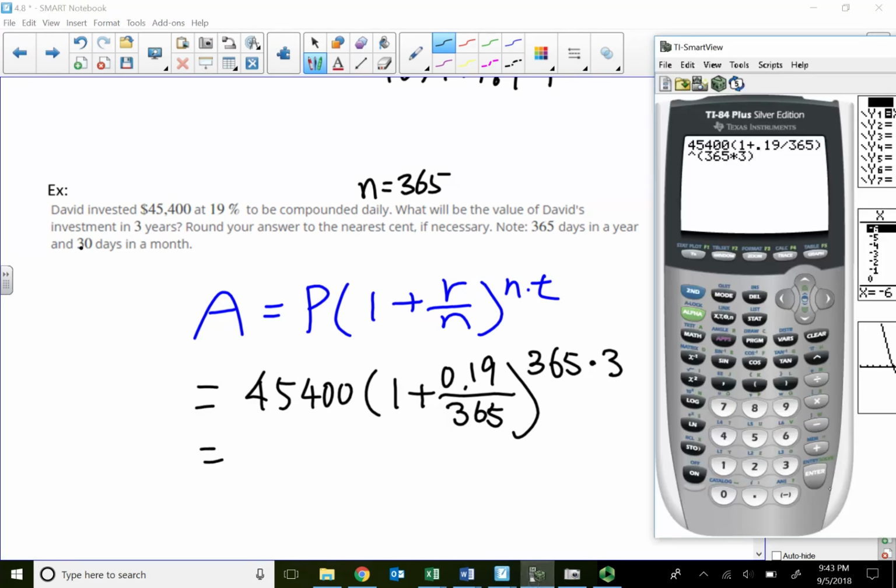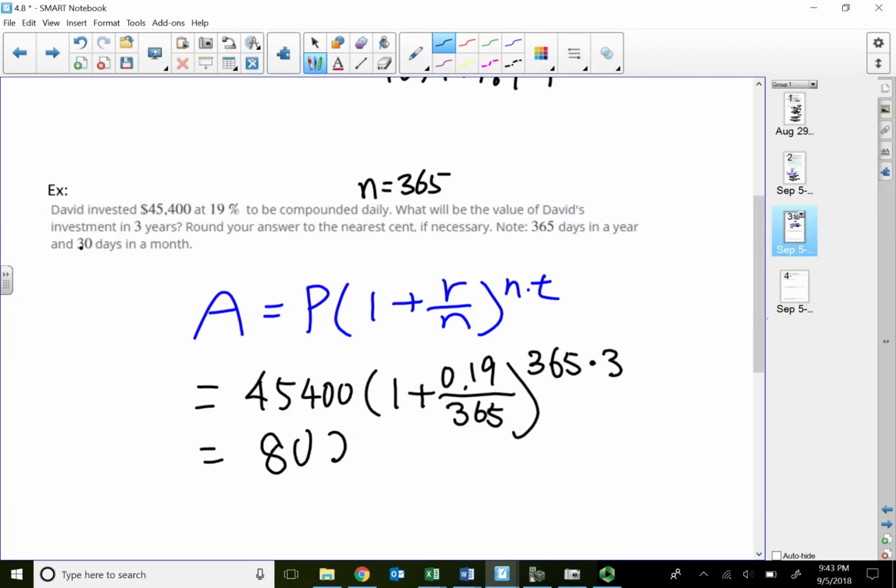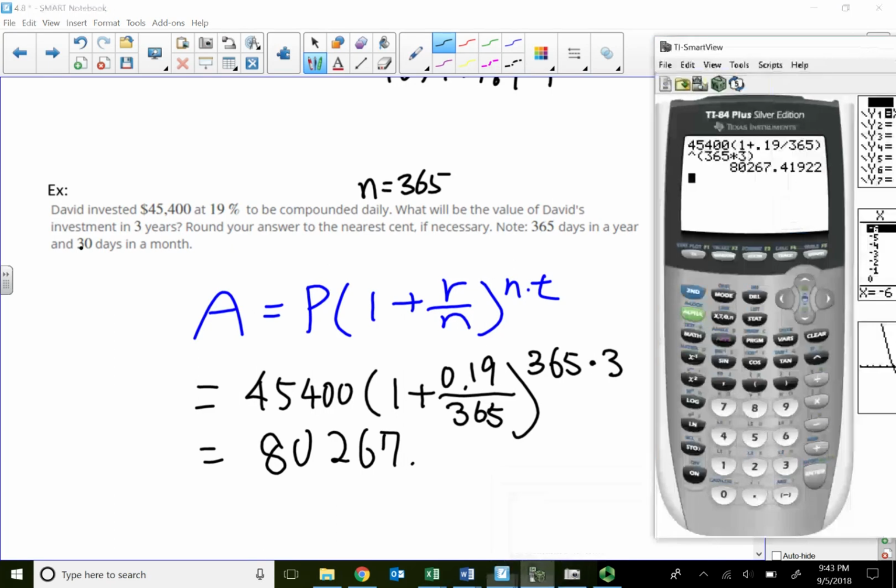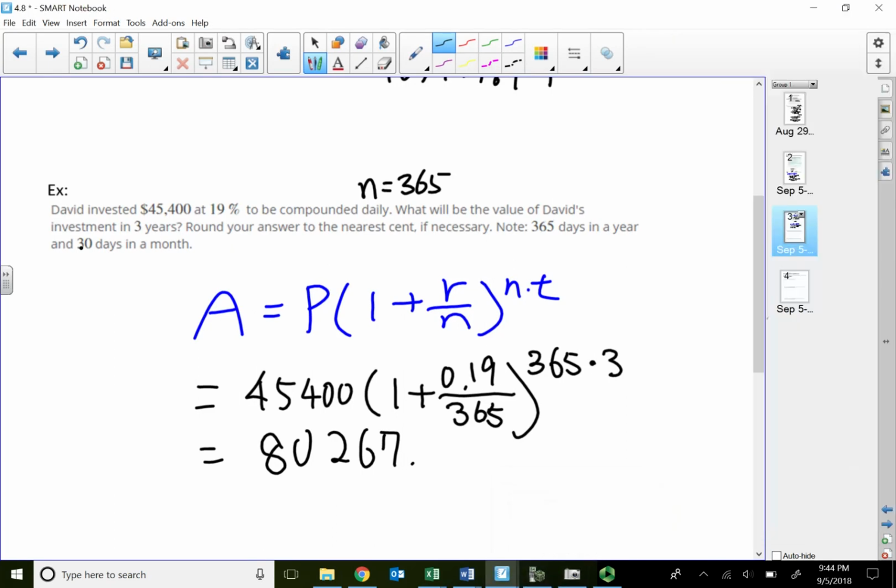So let's see. My money grows on trees and becomes $80,267 and 42 cents. That's how much this $45,000 will be worth.